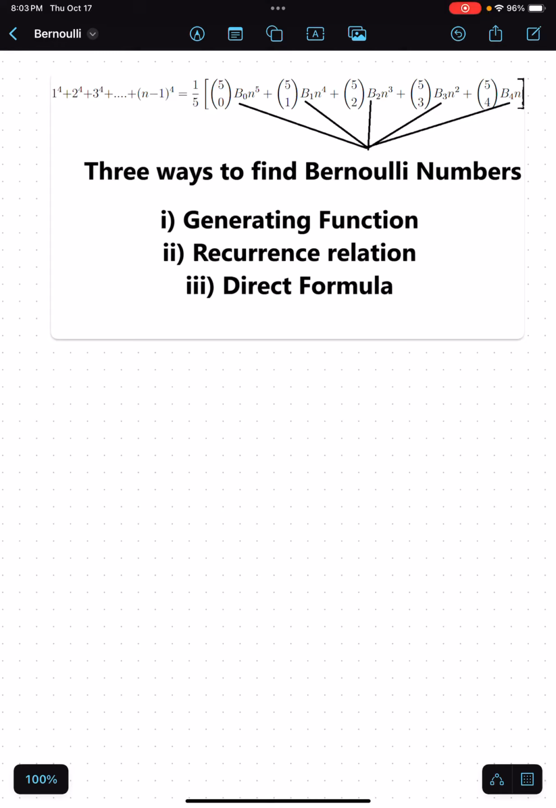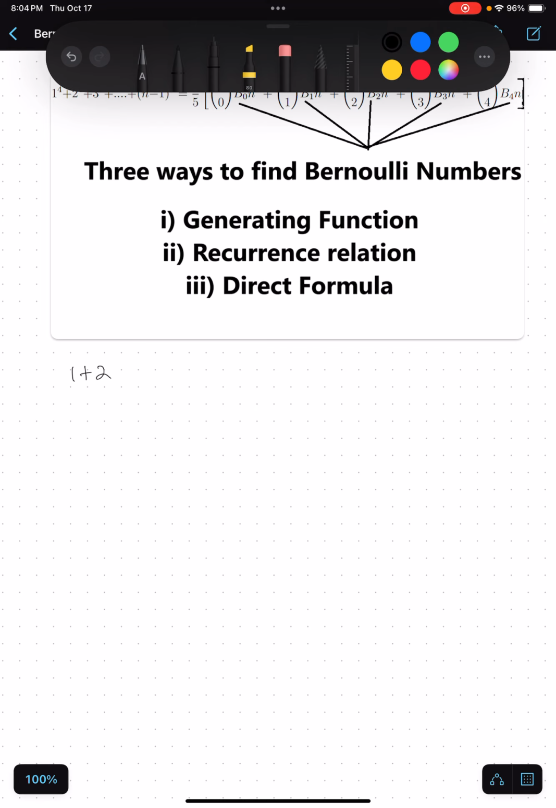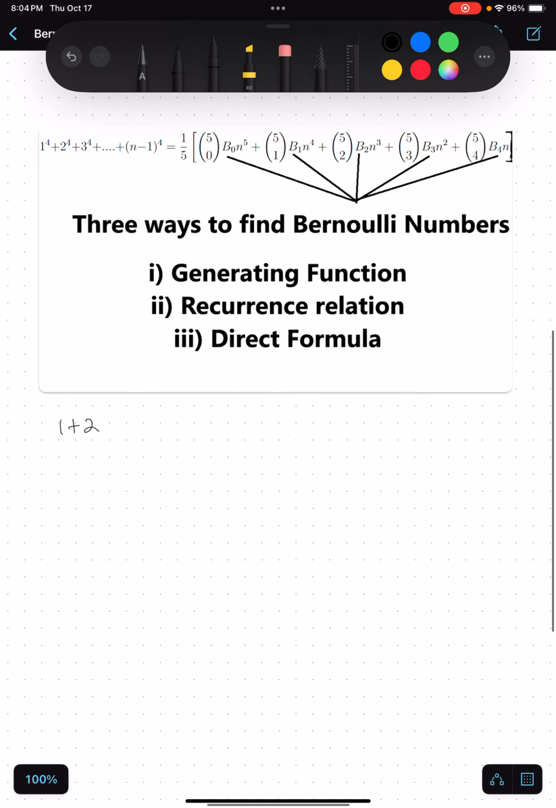Okay, three ways to find Bernoulli numbers. But before we dive into the topic, I think there's a necessity for a prologue: why, how, and everything else. So most of us have known since childhood the sum of the first n natural numbers, right? One plus two plus three up to n, which is n times n plus one by two.